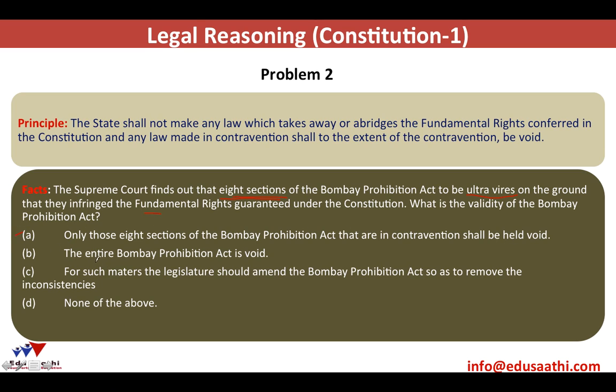Let's take the other options also. The entire Bombay Prohibition Act is void. No, only to the extent of its inconsistency the law would be treated void. So these are the only 8 sections, not the whole act. Option C, for such matters the legislature should amend the Prohibition Act so as to remove the inconsistencies. That is the later stage. So for the time being, these 8 sections are void. D cannot be an option because we've already found the right answer. The right answer is only those 8 sections of Bombay Prohibition Act that are in contravention with fundamental rights shall be treated void.